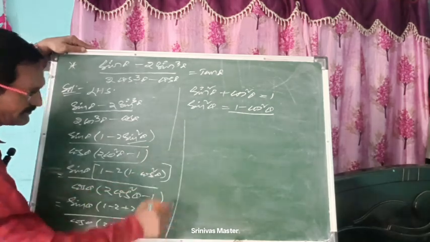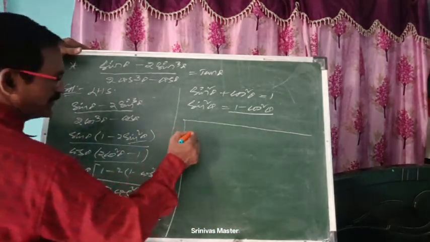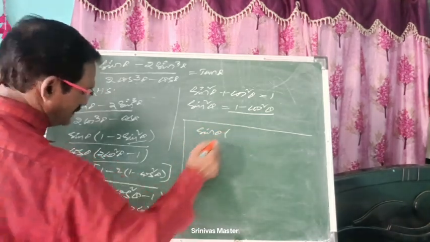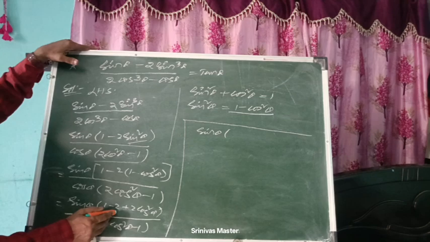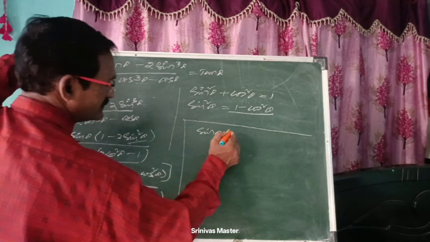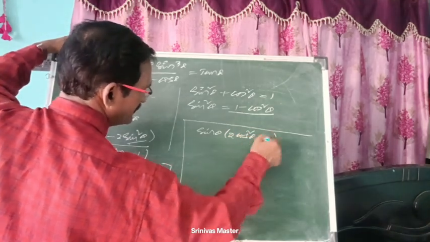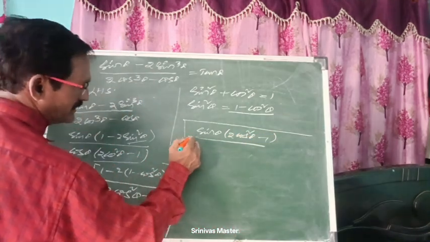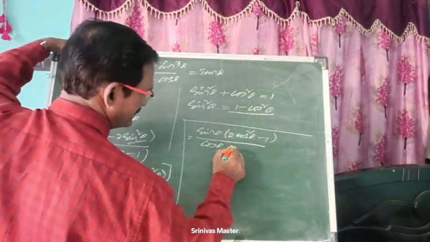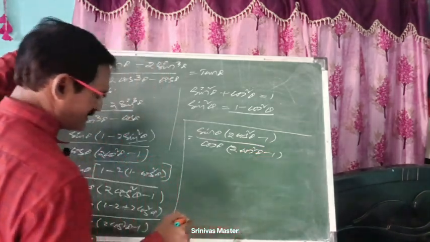Now see, children, I am simplifying this. In the numerator, sin theta of 1 minus 2, which is minus 1, plus 2 cos square theta. That can be written as 2 cos square theta minus 1. By the denominator, cos theta of 2 cos square theta minus 1. See how nicely it will be cancelled.